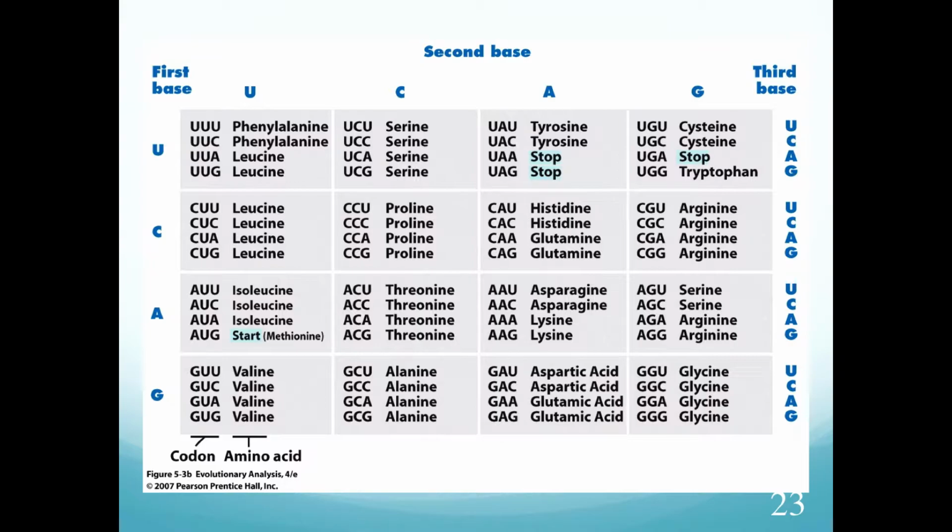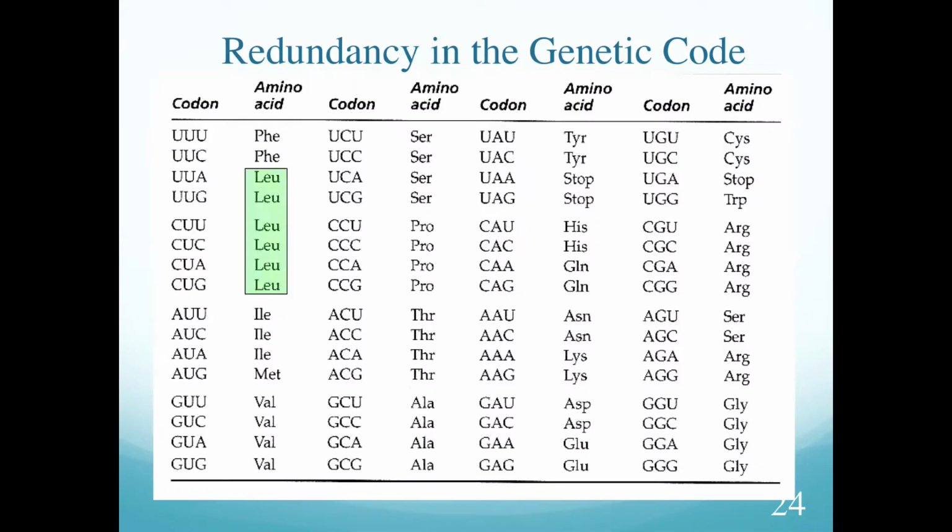But if you notice, there's actually 6 different ways to create a leucine. So there's UUA, UUG, CUU, CUC, CUA, and CUG. All of these different codons code for exactly the same product. So this is a huge amount of redundancy.